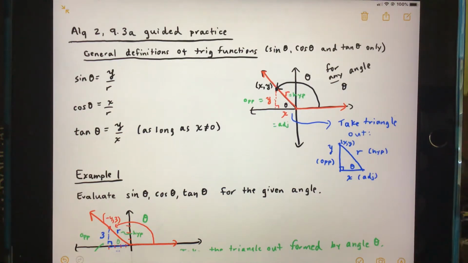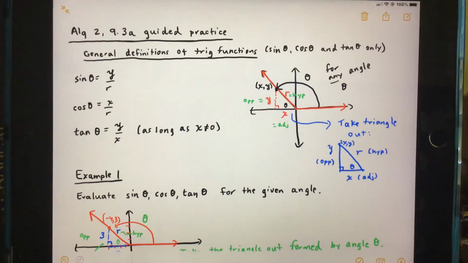Hello, Algebra 2 class. We're going to continue with our study of our trig functions. We're going to expand our definition of sine, cosine, and tangent to a little more general form. So we're going to keep the old ideas. They're not going away. The idea of our opposite leg, our adjacent leg, and our hypotenuse of our triangles that we use to write ratios for our sine, cosine, and tangent.